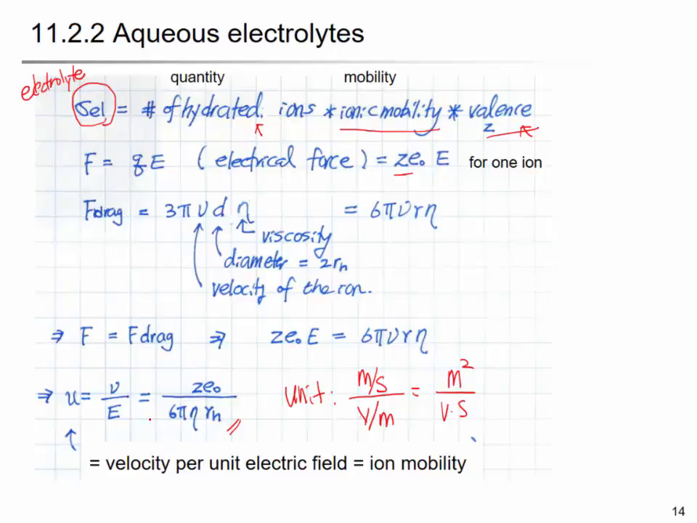So you can calculate the ion mobility using this equation, and when you look at the equation closely, you have the radius in the denominator. Yes, it is the denominator. So a larger radius will have a slower velocity and lower mobility. Also, the more viscous the liquid, the less mobility, and higher valence will result in faster mobility.